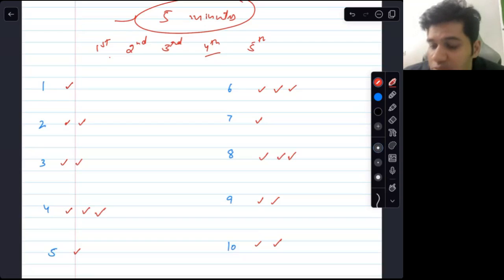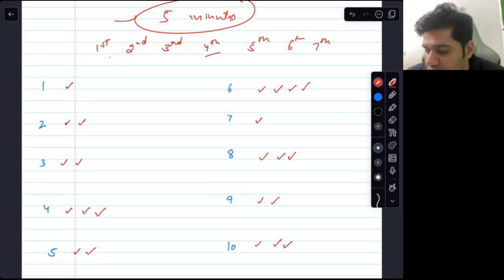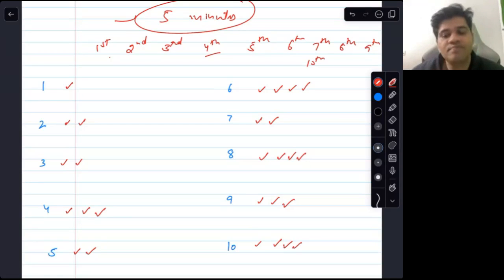The fifth fluctuation will touch which bulbs? 5th and 10th. Correct. 6th will toggle only 6th bulb. 7th will toggle only 7th bulb. 8th will toggle only 8th bulb. 9th will toggle only 9th bulb. The 10th fluctuation will toggle only 10th bulb. Are you aligned?